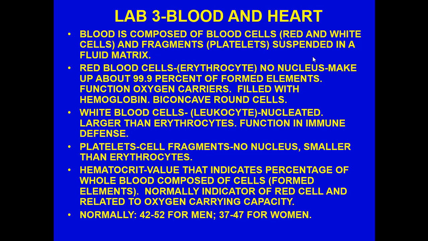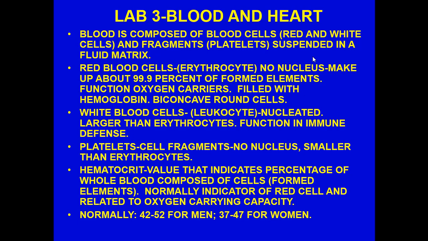Platelets are really cell fragments. They have no nucleus, and they're smaller than erythrocytes. In essence, some people would refer to them as just bags of clotting medium. When we talk about hematocrit, this is the value that indicates the percentage of whole blood composed of cells, that is, formed elements. Normally, it is the indicator of red blood cells, and it's also related to the oxygen carrying capacity.